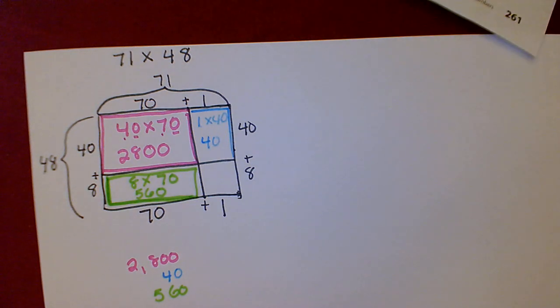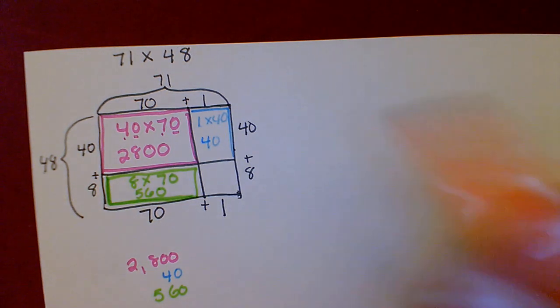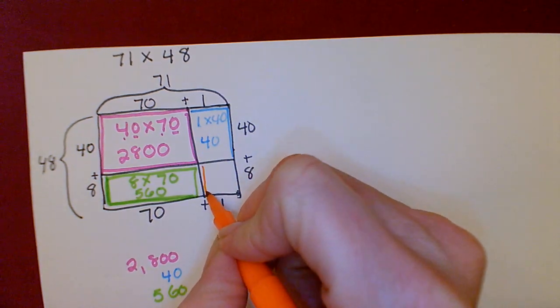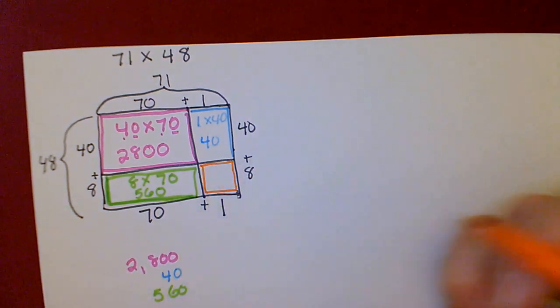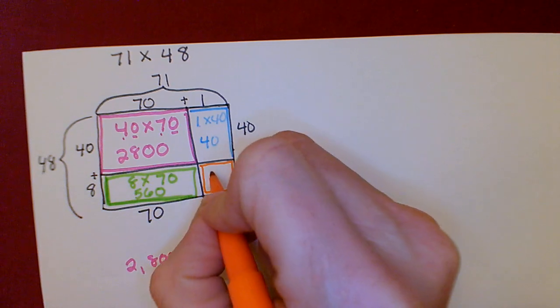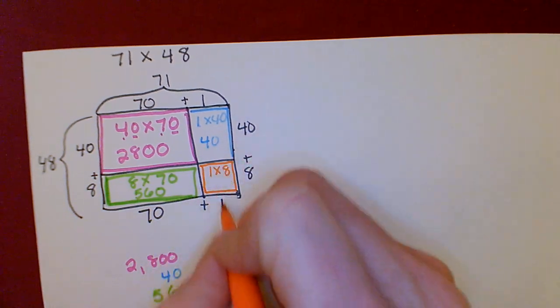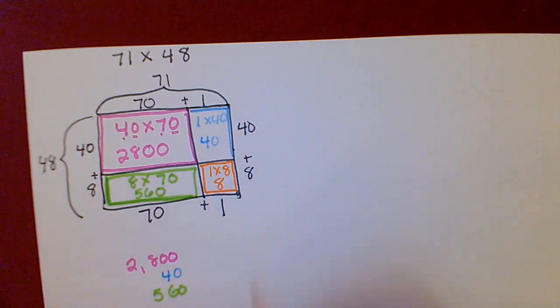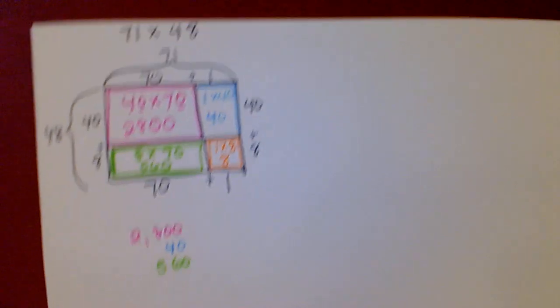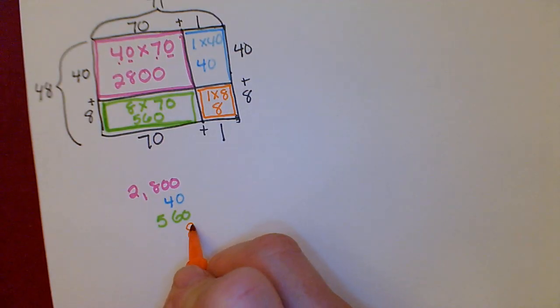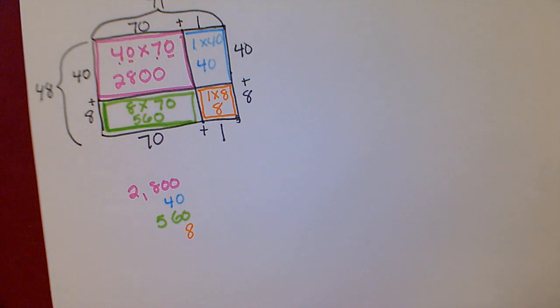And then the last one over here is going to be this box. And this one's going to be 1 times 8. And 1 times 8 is just 8. And then I'm going to go ahead and add that one down here, that product. And now I'm going to add them all up.